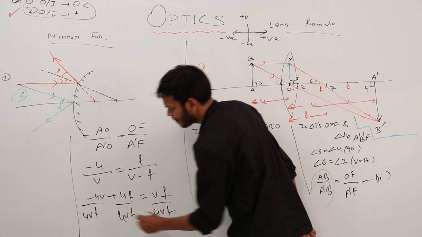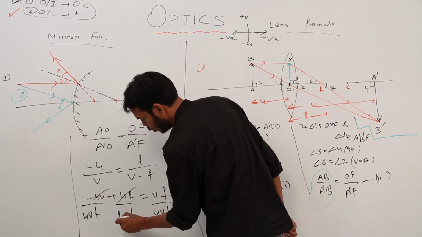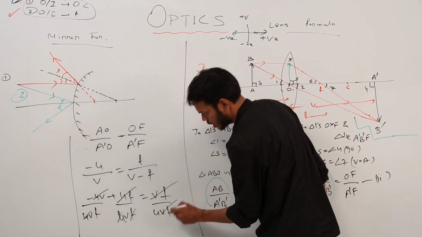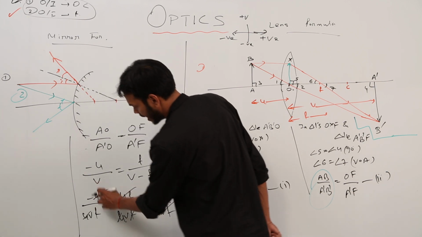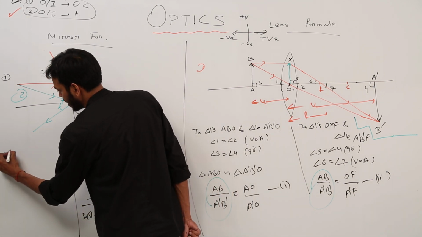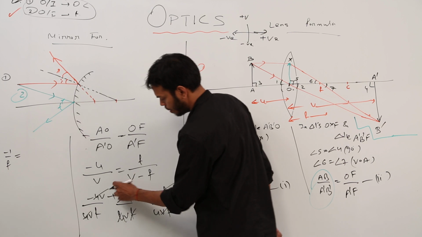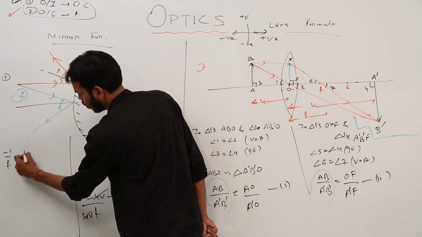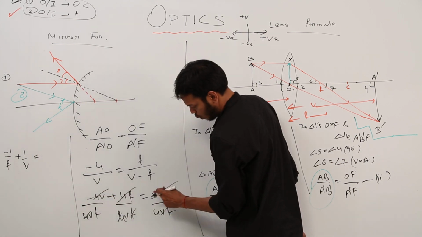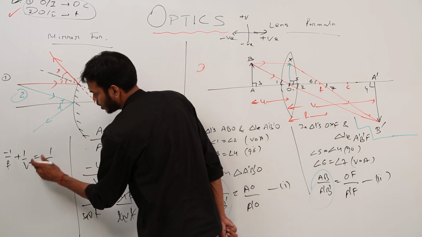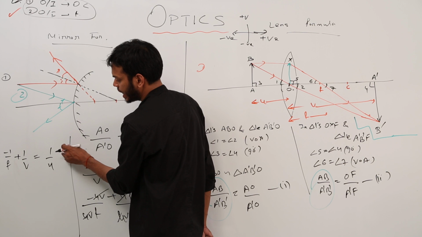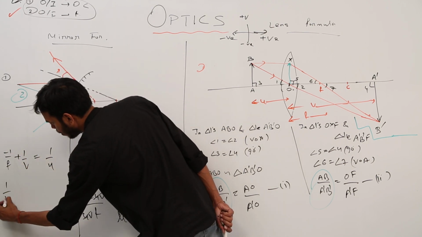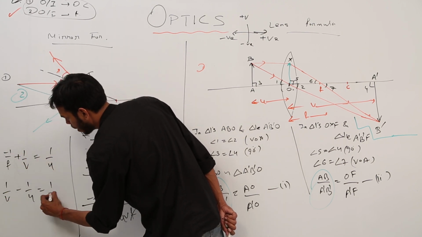So what do we get? UV cancels out, UF cancels out, and VF cancels out. You are left with what? Here I am left with minus 1 upon F is equal to, no, plus 1 upon V, plus 1 upon V is equal to 1 over U. So bringing this F part here and 1 upon U there, I am left with 1 upon V minus 1 upon U is equal to 1 upon F.